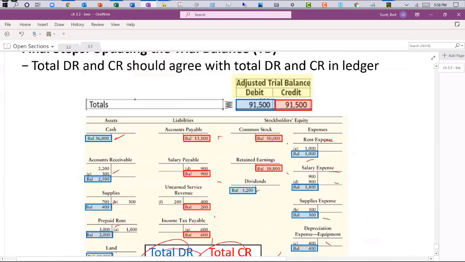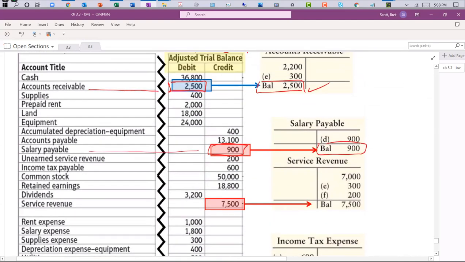We're going to take all the information from our adjusted trial balance and produce financial statements, a lot like we did in 2.5. So what you'll read about in 3.4 will look familiar. We're going to do the same thing we did in 2.5, but we're going to be using the adjusted trial balance column.